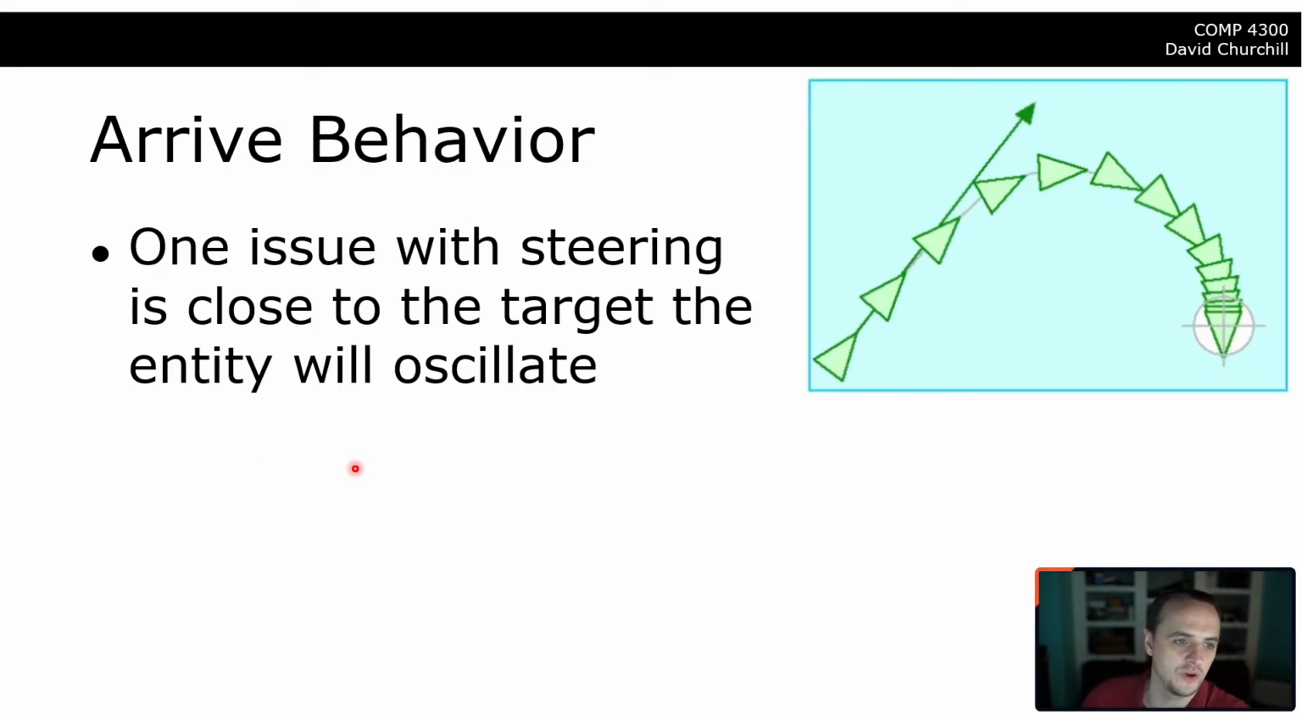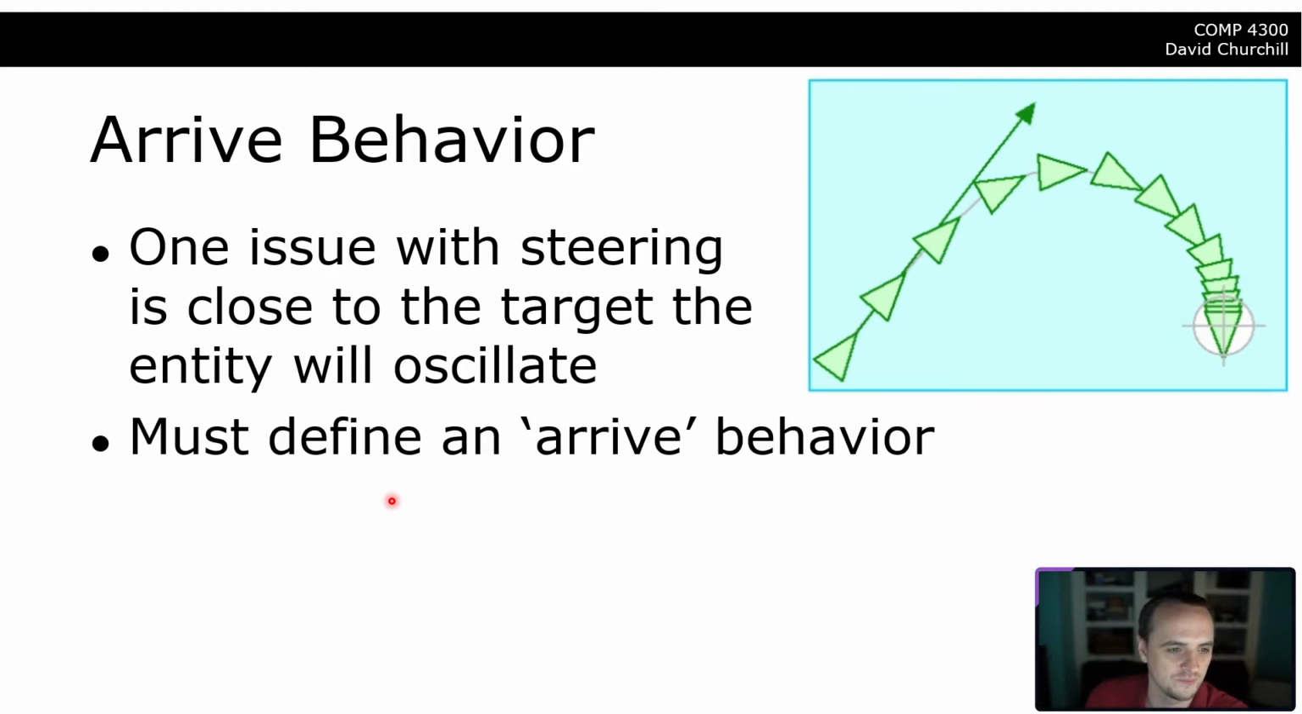One of the issues with steering is that when we get close to the target, the entity is going to oscillate. Okay? It's going to oscillate real bad. It's going to go back and forth, back and forth, back and forth. I'll actually show you an example of this.